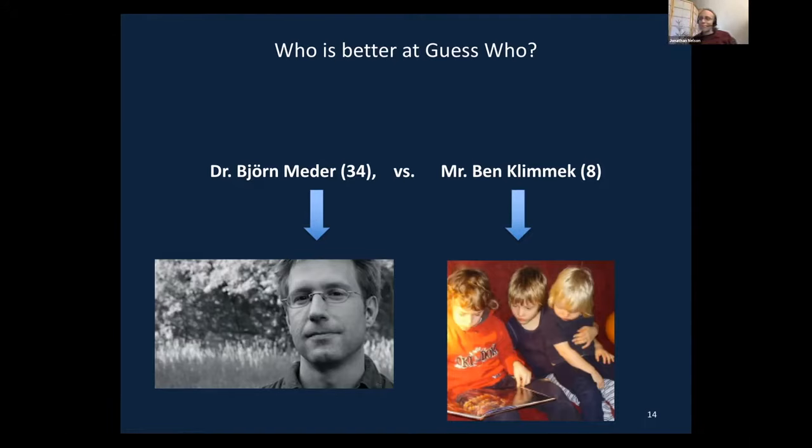Anyways, Björn was introduced to the game by Ben, and who do you think was better at the game? Björn's a very, very smart guy, Professor Mader. He knows a lot about statistics and theories of cognition. Who did better the first time they played? They played against each other, and the question is who figured out the face first?